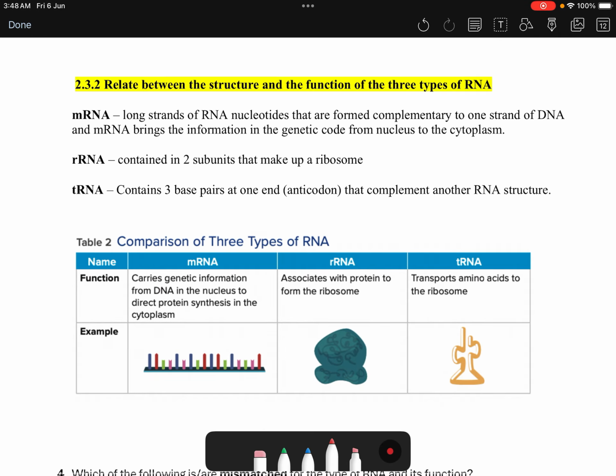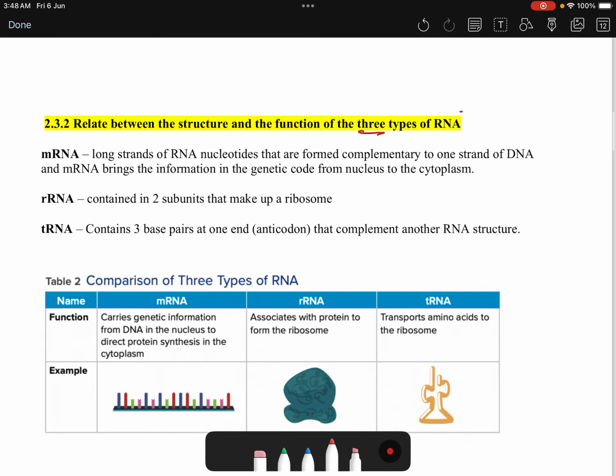Moving to the next. Okay, now we have another KPI. Relate the structure and functions of the three types of RNA. So, three types of RNA. First of all, we need to label the three types.